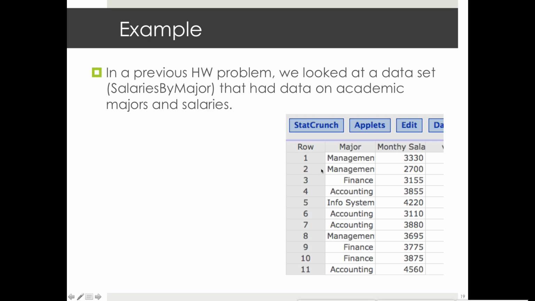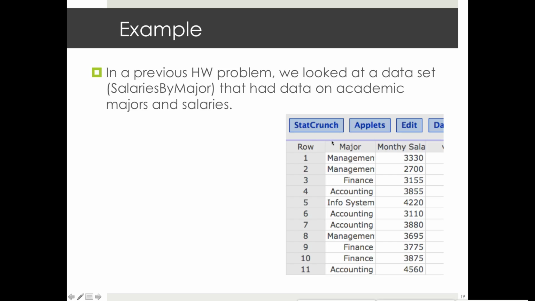So let's do an example from a previous homework problem where we looked at a data set, salaries by major, that had data on academic majors and salaries. In a previous homework assignment, you were asked to create a single box plot of these data. But now we're going to look at side-by-side box plots in order to look at the relationships that emerge. Here is a picture of what the data look like in StatCrunch.